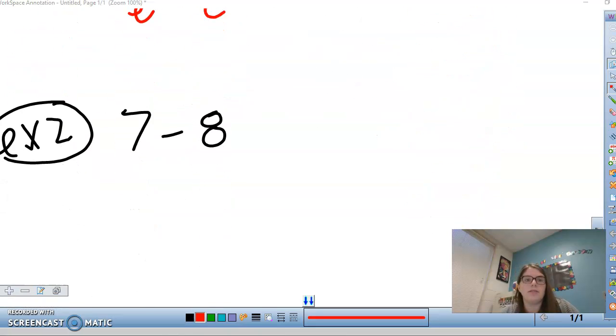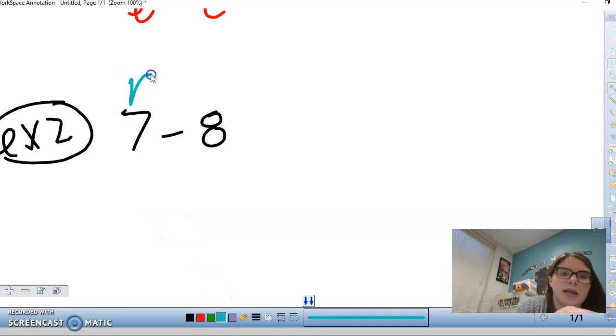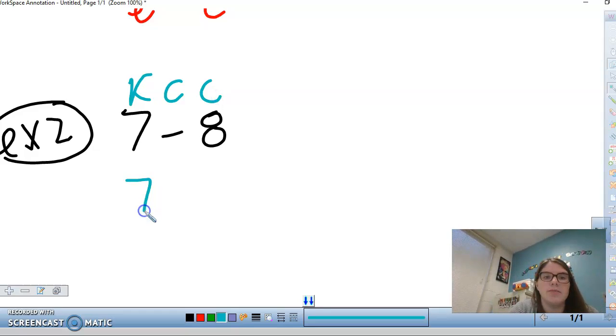If I look at my next one, I have 7 minus 8. So I'm going to K, C, C: keep, change, change. This 7's going to stay the same. The subtraction is going to change to addition, and this 8 is positive right now, so it's going to change to be a -8.